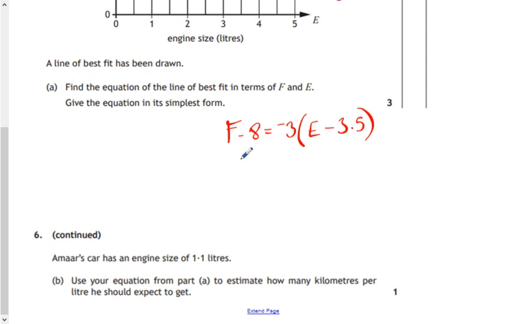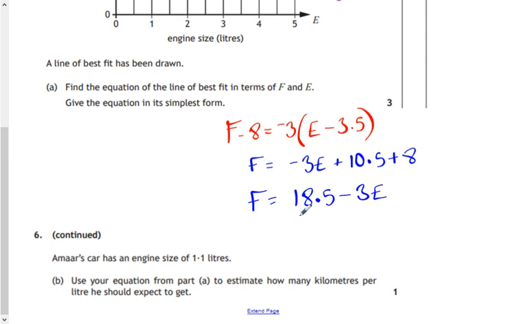Let's carry on. So rearranging this in terms of F and E in its simplest form. We're going to break the bracket and take this 8 over to the other side. We get F is equal to negative 3E plus 3 times 3.5 is 10.5. And then we're adding on the 8. So we get that F is equal to 18.5 minus 3E.